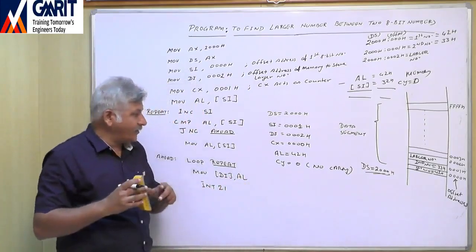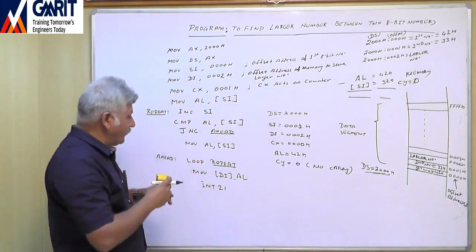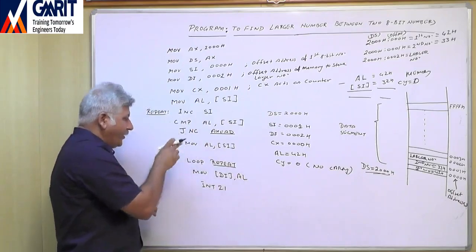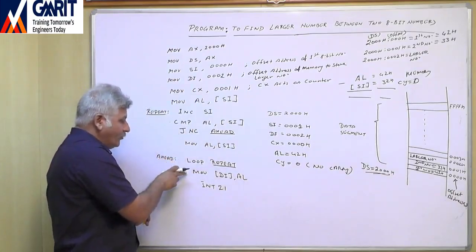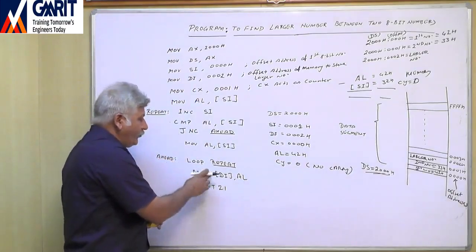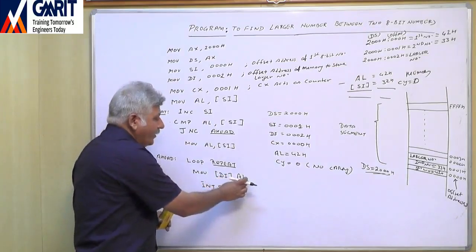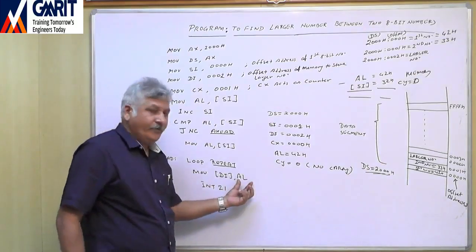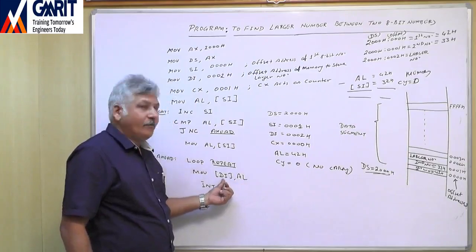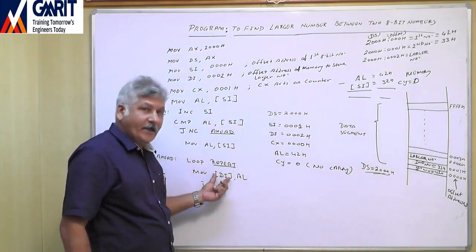Now the value of CX is 0. That's why the program sequence will not go to the label repeat. It will come out from the loop and execute this instruction: MOV [DI], AL. Whatever is in AL has to be stored in the memory whose offset is in DI.